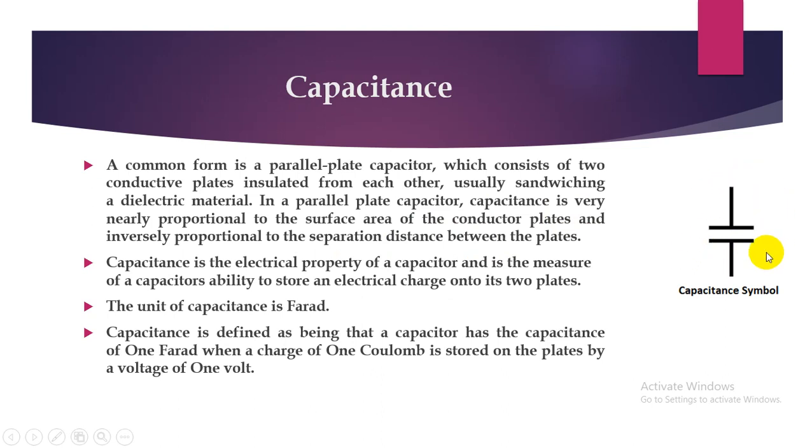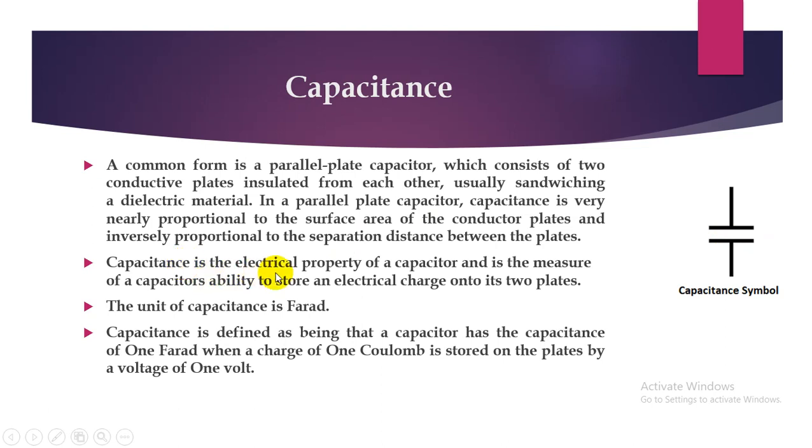So this is the symbol of capacitance. These two are the parallel plates. When you apply the electrical supply across this, one plate acts as a positive plate and the other plate acts as a negative plate. In between there is a dielectric medium. This dielectric medium supports the creation of capacitance.